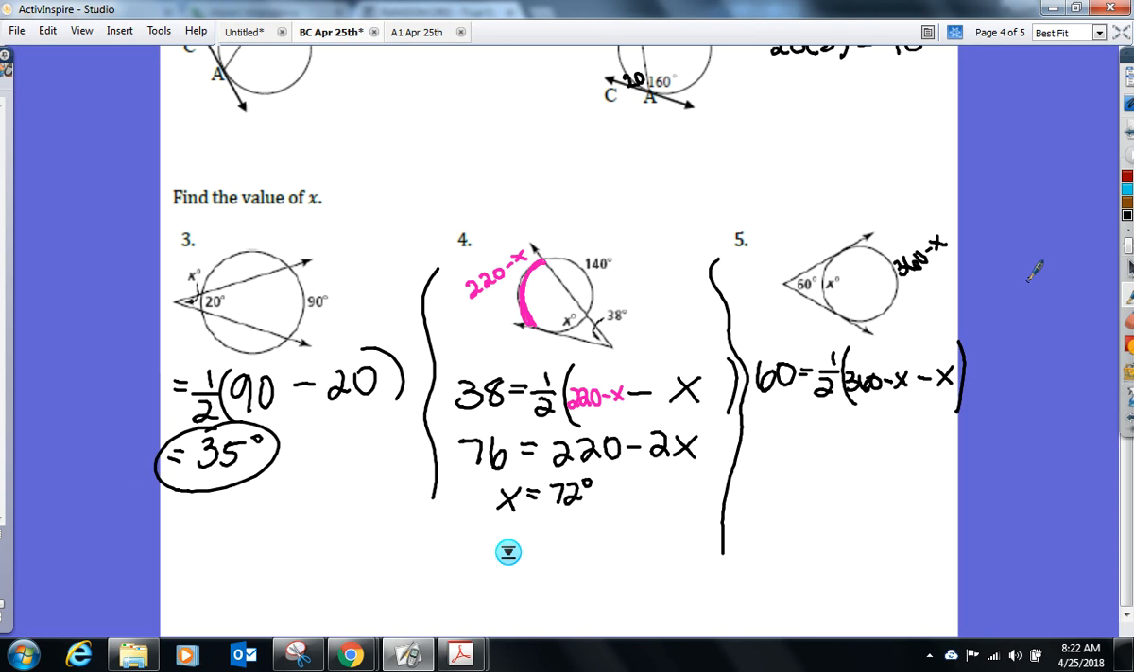Everyone all right there? All right. Get rid of the 1/2 for me. 120 equals 360 minus 2x. Whenever you're ready there, Rose, just let me know. Thank you. Nice job. So we okay there before we get to a big dog question?